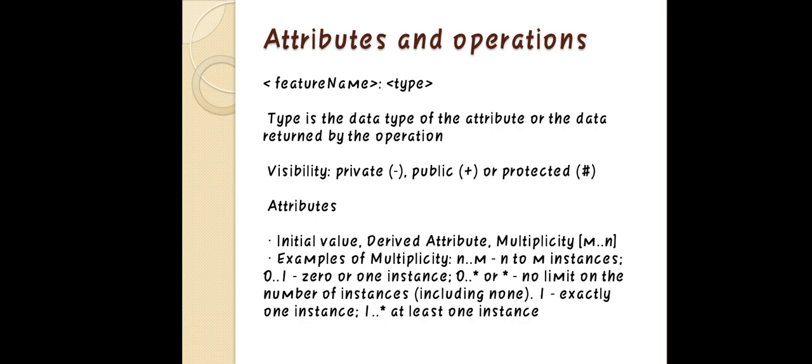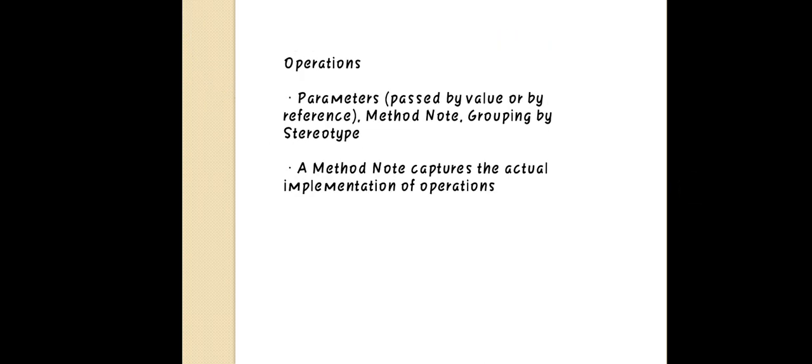Features: name, type. Type is the data type of the attribute or the data returned by the operation. Visibility: private, public or protected. Attributes: initial value, derived attribute, multiplicity. Examples of multiplicity: two instances; zero or one instance; zero or no limit on the number of instances, including none; exactly one instance; at least one instance. Operation.